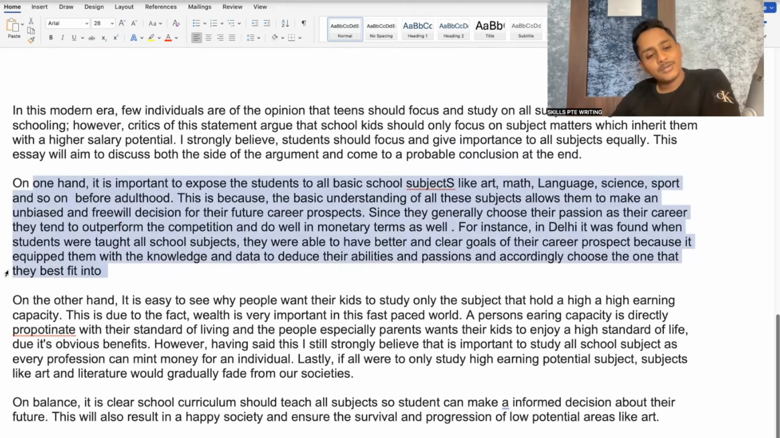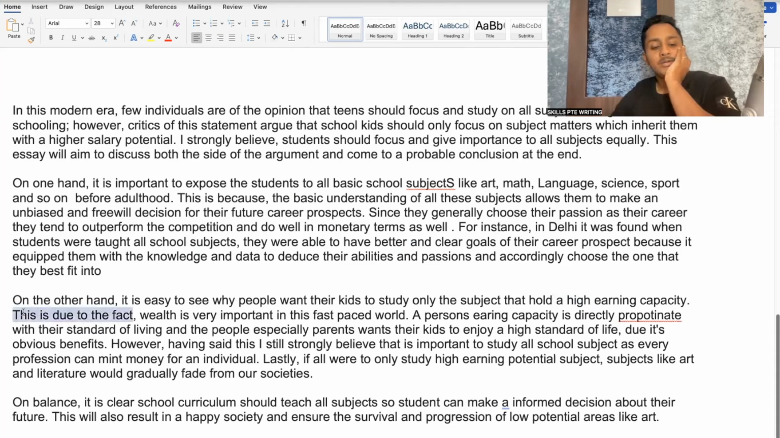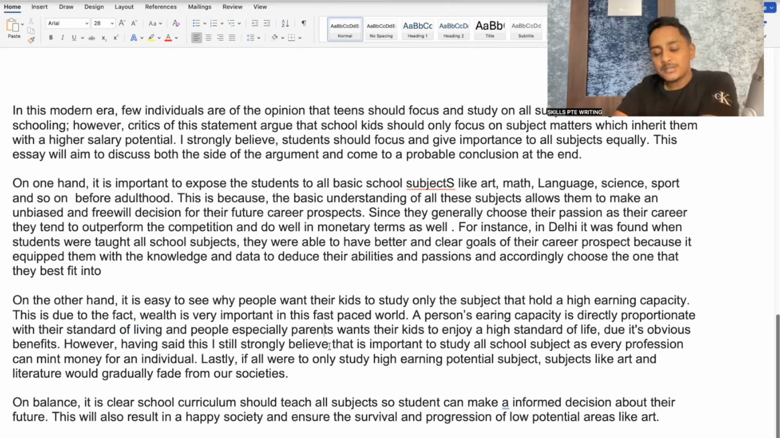All right, now the point is, he should have written another paragraph, a fourth paragraph, not written. So let's see how he has squeezed everything into one. It is easy to see why people want their kids to study only the subject that holds a high learning capacity. This is due to the fact that wealth is very important in this fast-paced world. A person's earning capacity is directly proportionate with the standard of living, and people, especially parents, want their kids to enjoy a high standard of life due to its obvious benefits.